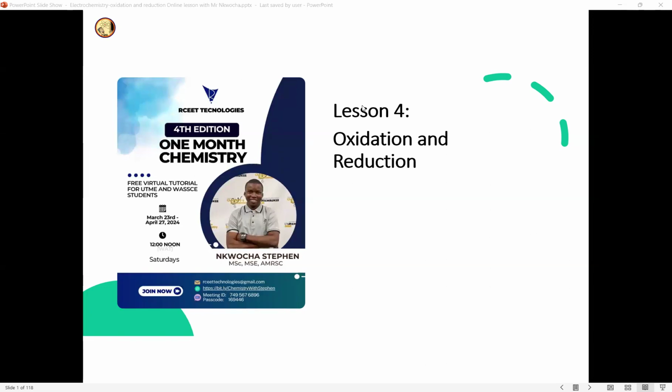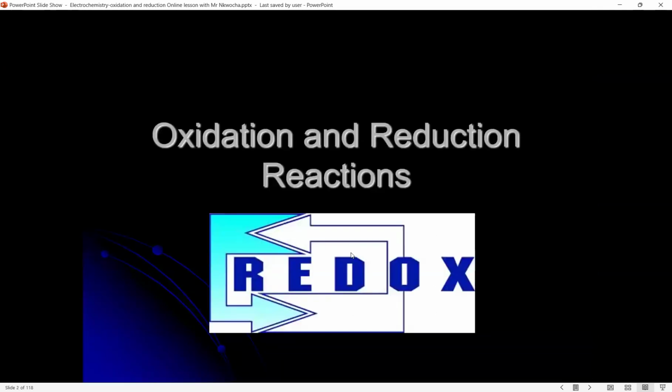So this is oxidation and reduction. Both of them combined together are redox. The person that coined it maybe decided to put oxidation first, reduction first.